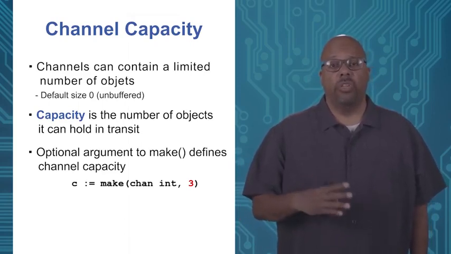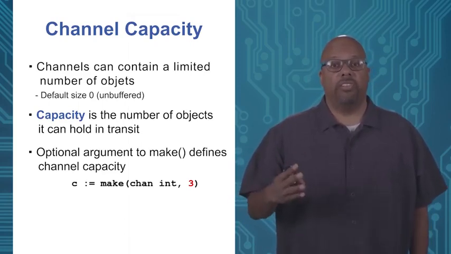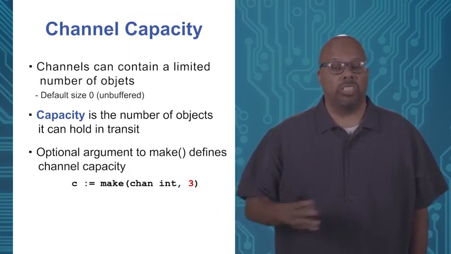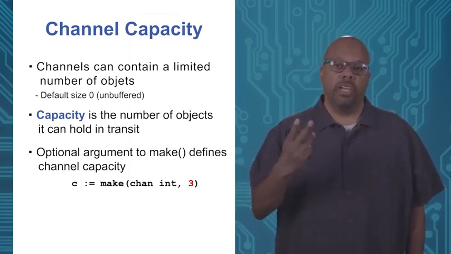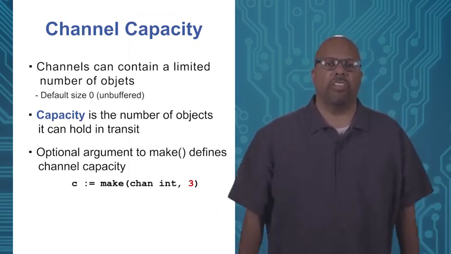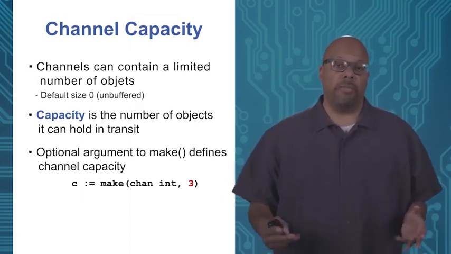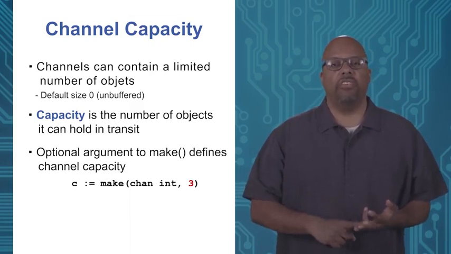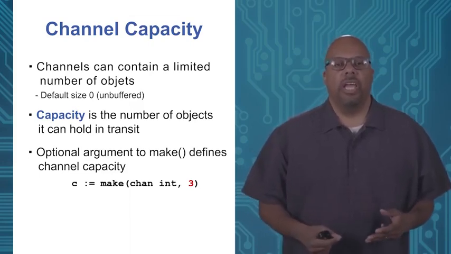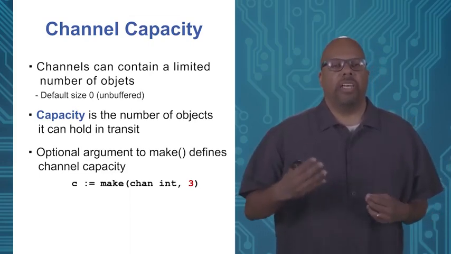So by default, when you don't give that second argument, it's as if you made the second argument equal to 0, to say, look, I can't hold anything in transit. But in this case, I'm saying, okay, 3. I got a buffer size 3. Now, when you have a channel with a certain amount of capacity, the send and receive block under different conditions. Not really different, but it seems different.